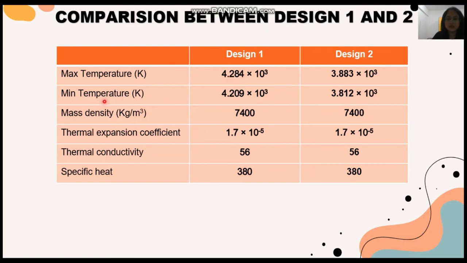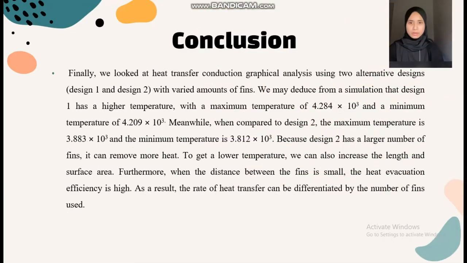For minimum temperature, design 1 is 4.209 multiplied by 10 to the power of 3, and design 2 is 3.812 multiplied by 10 to the power of 3. So the design with the greater minimum temperature is design 1. For the other properties, mass density, thermal expansion coefficient, thermal conductivity, and specific heat, there is no difference between design 1 and design 2. This is because the two designs are made from the same material, which is aluminium bronze.